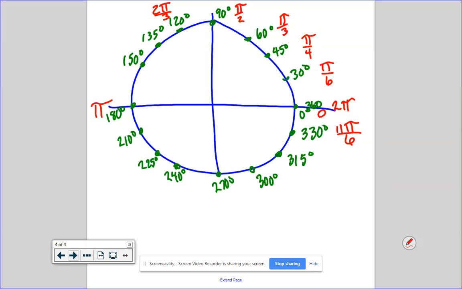If I add 60 again, where does that put me? 240. And how many 60s is that now? 4. So that makes this 4 pi over 3. Add 60 again. Where does that put me? 300, right? 240 plus 60 is 300. So that's going to be 5 pi over 3. And then 6 pi over 3 brings us back to 360. And 6 divided by 3 is just 2.